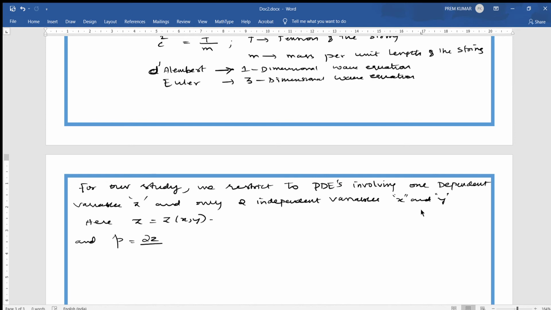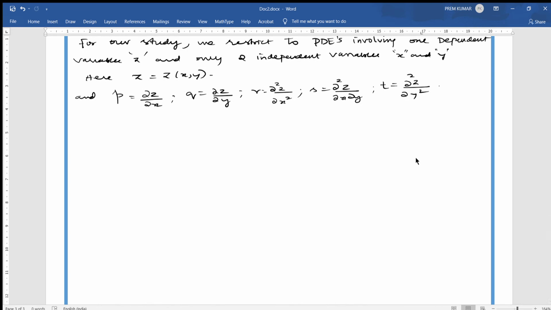Small p denotes dou Z by dou X, Q is dou Z by dou Y, R is dou square Z by dou X square, S is dou square Z by dou X dou Y, and T is denoted by dou square Z by dou Y square. And now we are going to see how to derive a PDE. Derivation of a partial differential equation from a given solution. The solution is given. Now we are going to find the corresponding PDE.